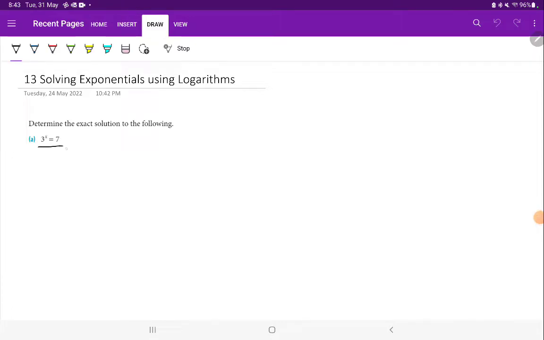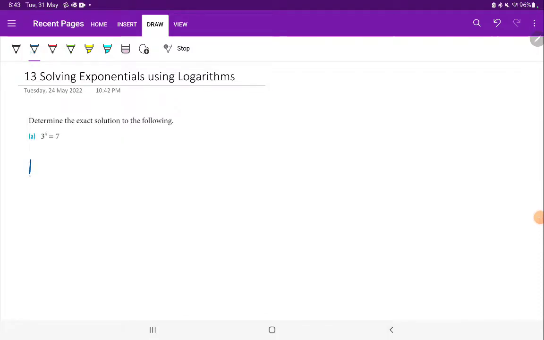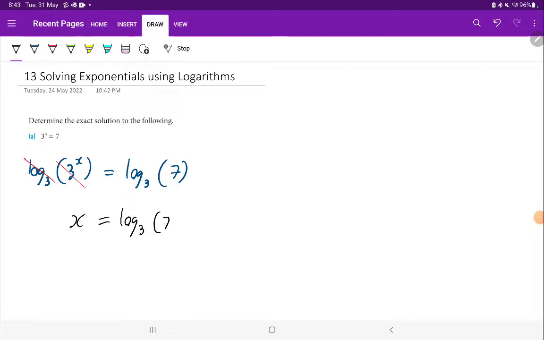So I've got 3 to the x equals 7. Since I want x by itself, that means I would want to move the 3 from one side to the other. The only way I can do that is by taking log base 3 of both sides. Now, when I do that, remember that's going to cancel the log base 3 with the 3, leaving me with x is equal to log base 3 of 7.